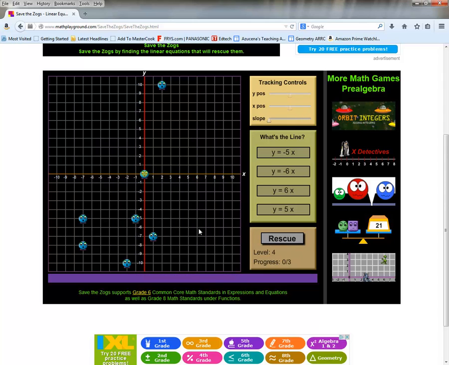Now it starts to get interesting. You can see that I can play with this slope line. Right there is where I'm going to get the most Zogs. So the slope, it's going through 0, so that's why these are all real simple equations. And the rise is 5, the run is 1. So the equation is y equals 5 over 1 times x, or 5x.